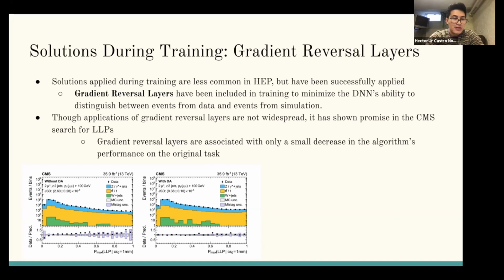The gradient reversal layer discourages the DNN from learning features which allow it to distinguish between data and simulation, and has been shown to improve the agreement of the output distributions between data and simulation. The plots below show such improvements. The figure compares scores between data and simulation for the DNN trained to identify jets originating from long-lived particles. It shows that the inclusion of the gradient reversal layer improves agreement between data and simulation and reduces the systematic uncertainty.